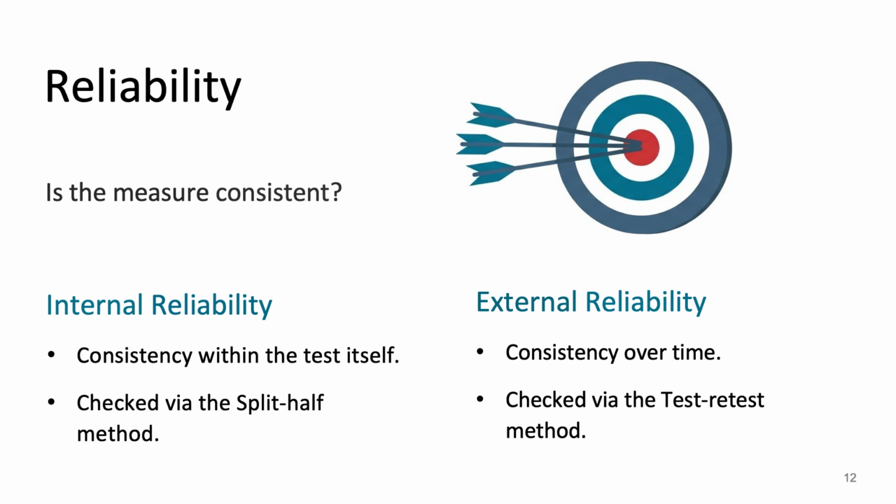External, on the other hand, is consistency over time. If a participant takes the same test twice, later, will they get the same score? We will verify these via the test-retest method.